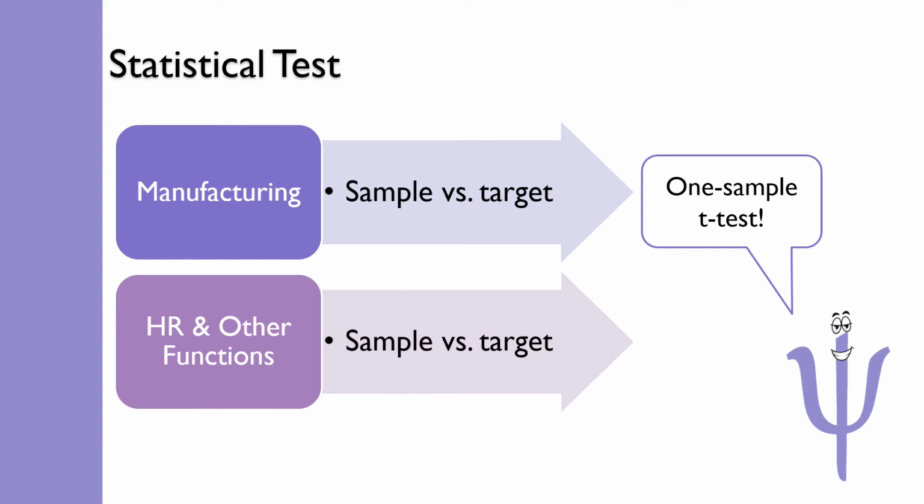The test I'm going to teach you is called the one-sample t-test, and I'll show you how to apply this to both the manufacturer's example and the HR survey example. Don't worry about what the name of the test means. Just remember to use this test to compare one sample of something to a target value.